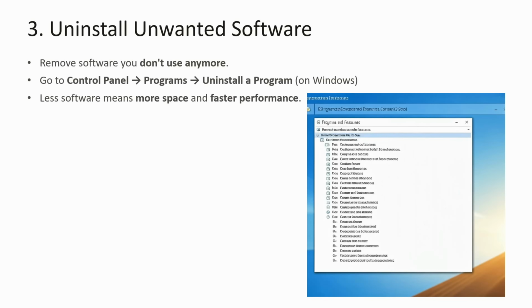Third point is you have to uninstall unwanted software. Suppose you are not using some of the software anymore, then you can remove it. In case of Windows operating system, you have to go to the control panel, programs, then you can uninstall the programs. Less software means more space and faster performance.